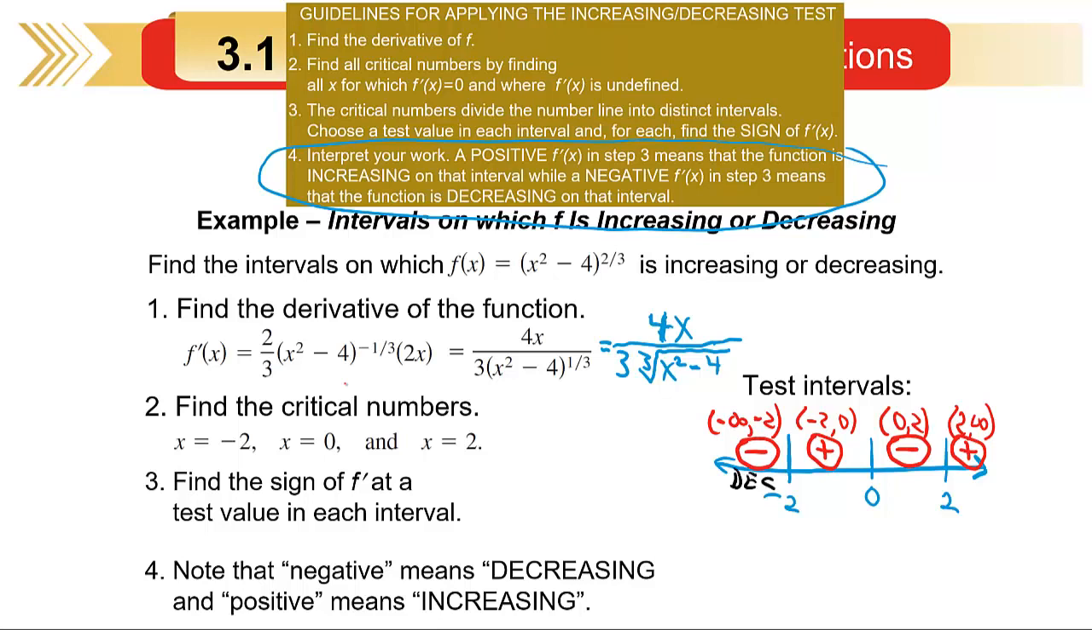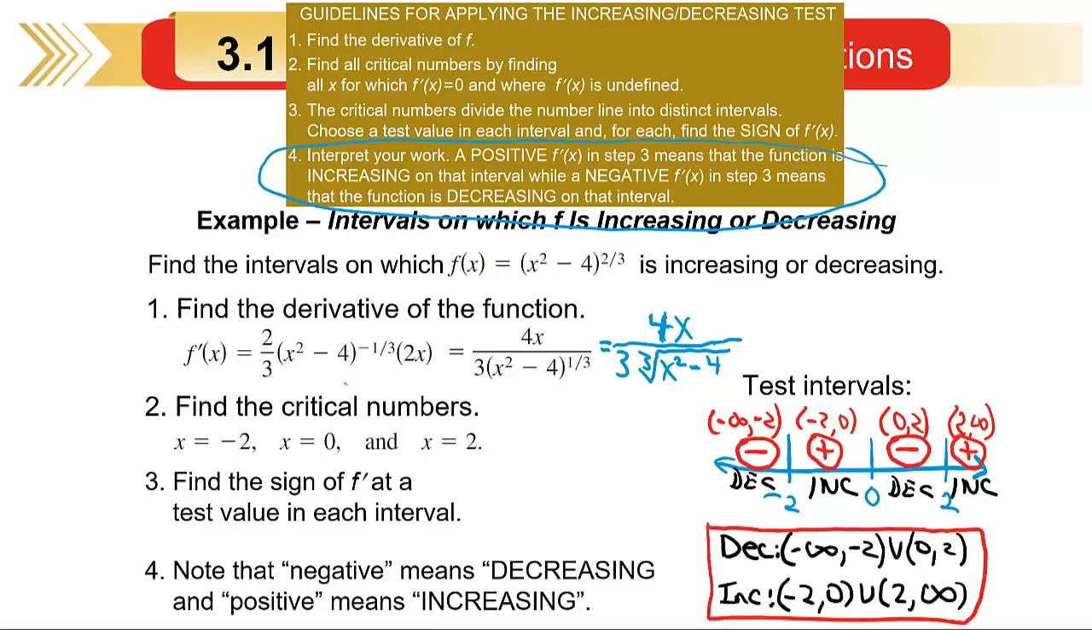So what you know is you've got decreasing, increasing, decreasing, increasing, and if you want to formally write that out, it's decreasing on the intervals from minus infinity to minus 2 and 0 to 2, and it's increasing on the intervals minus 2 to 0 and 2 to infinity.